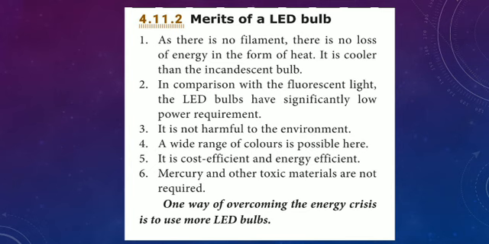A wide range of colors is possible here, so there are n number of colors, and it is cost efficient and energy efficient, so low cost material, right? The sixth point, mercury and other toxic metals are not required, so no toxic metal is used in making LEDs. And one way of overcoming the energy crisis is to use more LED bulbs. Okay, these are the merits of LED, the light emitting diode or light bulb.